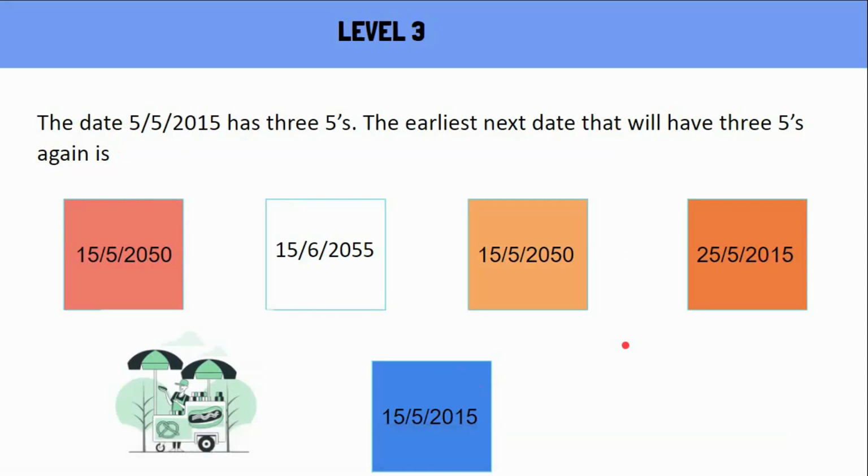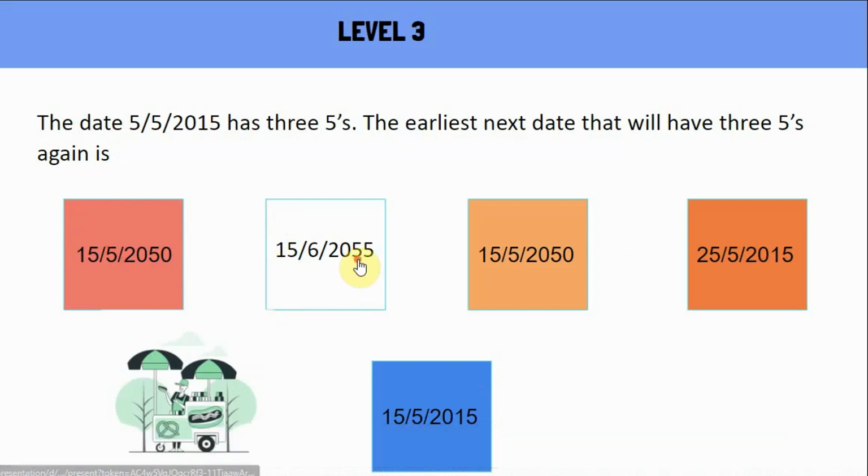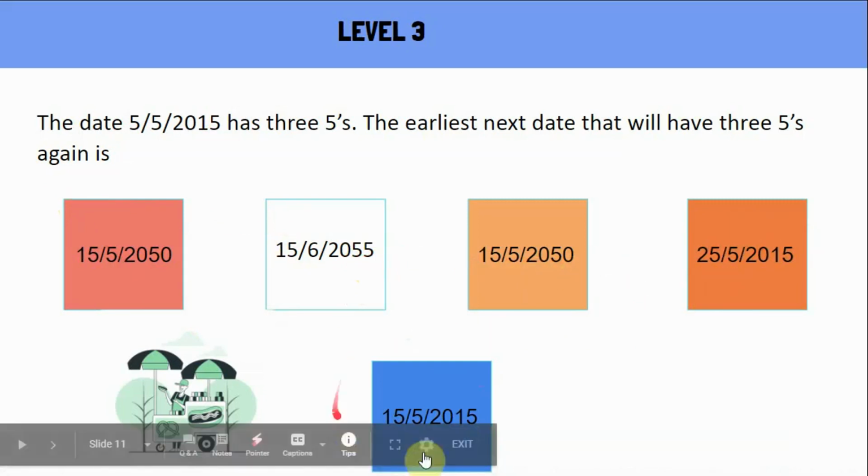So keeping that logic in mind, it's definitely not this. We can strike off A, we can strike off B, because 2055 is way after 2015. So it's definitely not the correct answer. And we have this 2050 again here. So we don't need these 3 options. So we need to decide between this and this one here, okay?